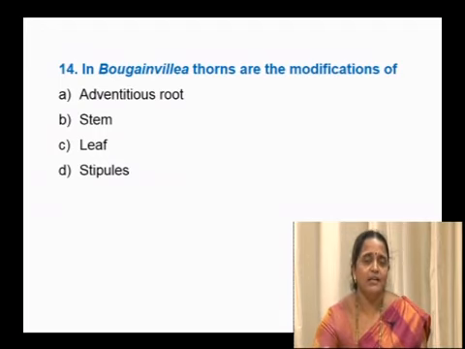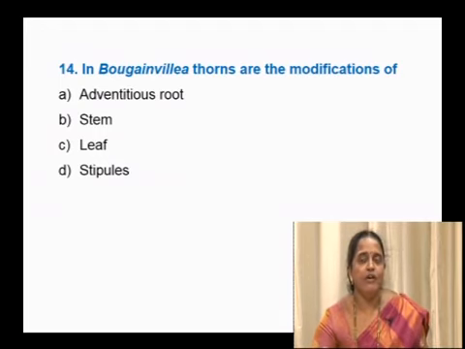In Bougainvillea, the leaves are modified into pointed structures called thorns. It is an aerial modification of the stem, not the leaf. These thorns will give protection to the plants from grazing animals. So, Bougainvillea thorns are the modifications of stem.